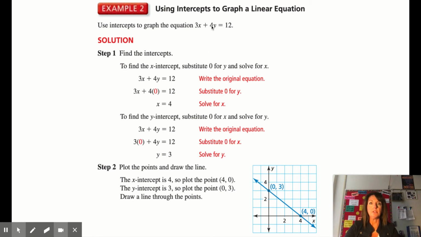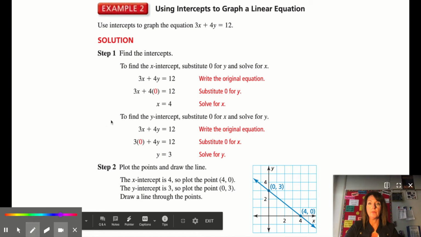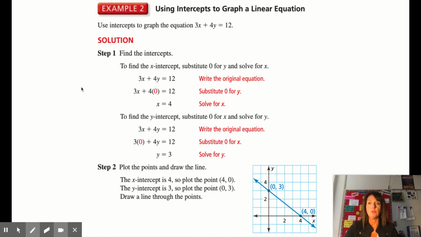This one disappears because 4 times 0 is 0, and you can see that there. So you're really solving the problem, right? If y is 0, you're really solving the problem 3x equals 12, and that's how you get the x-intercept of 4. Remember that this represents the ordered pair (4, 0), and you can see that here when it's graphed.